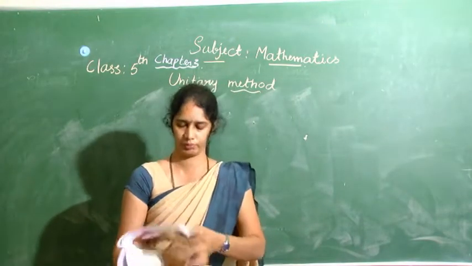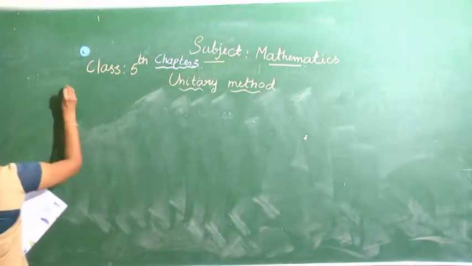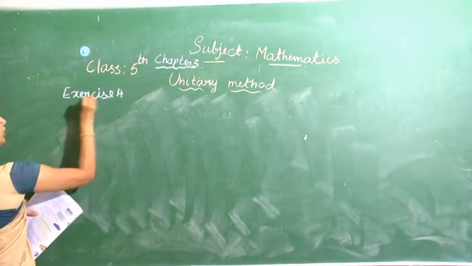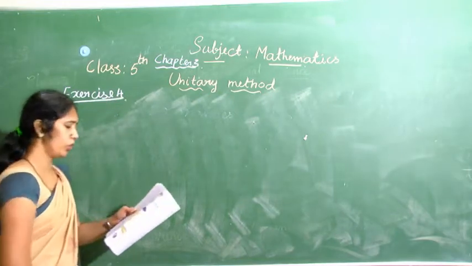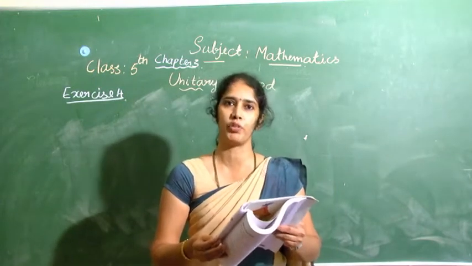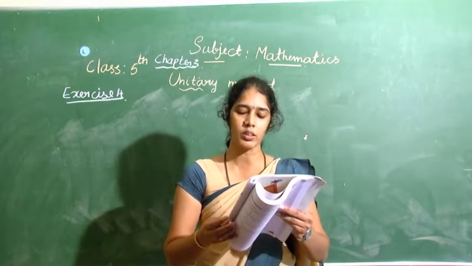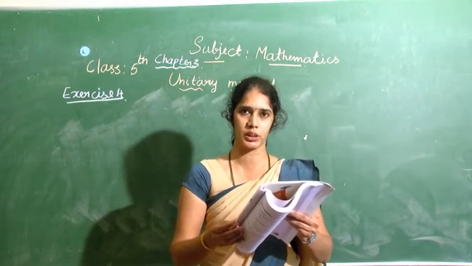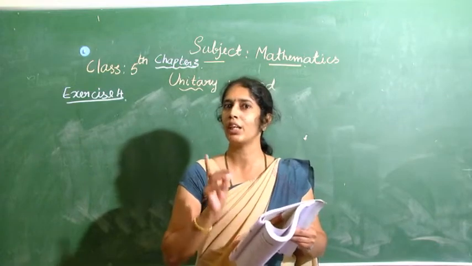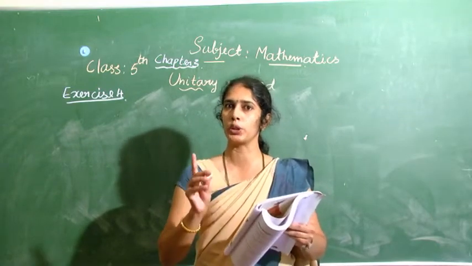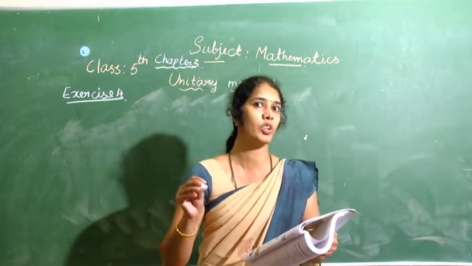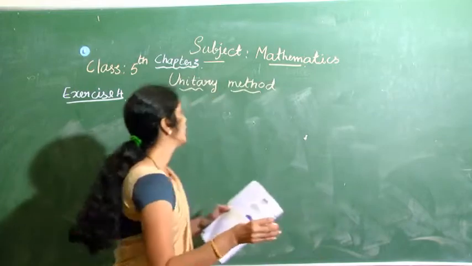Exercise 4. The price of a dozen notebooks is 144 rupees. Find the cost of 20 notebooks. Can you tell me how many notebooks a dozen means? Yes, you are right. 1 dozen means 12 notebooks. They have given the cost of 12 notebooks. We are going to find the cost of 20 notebooks.